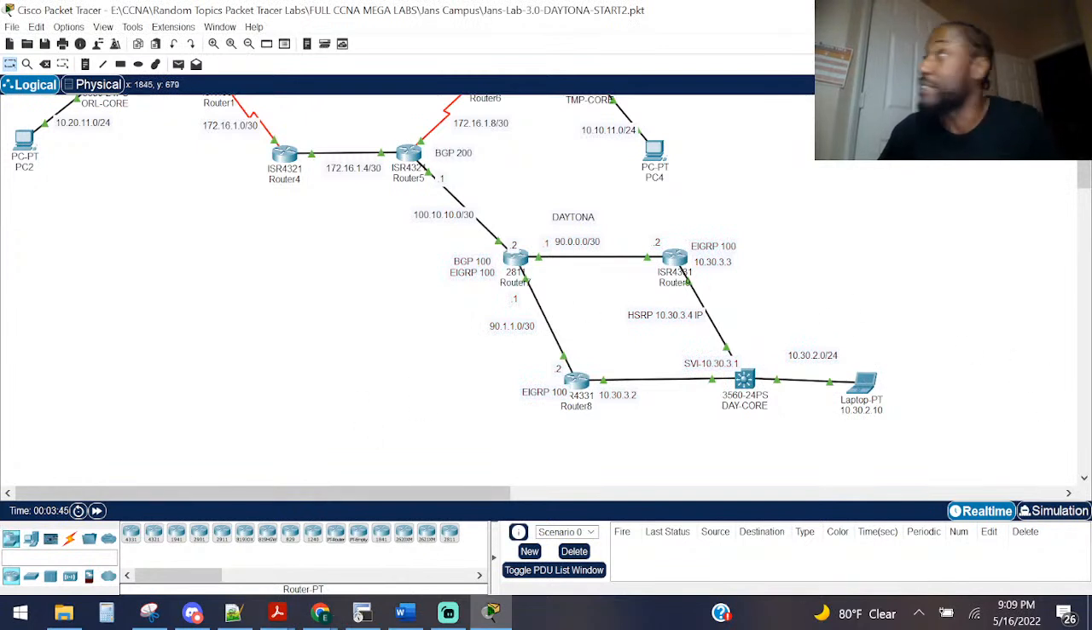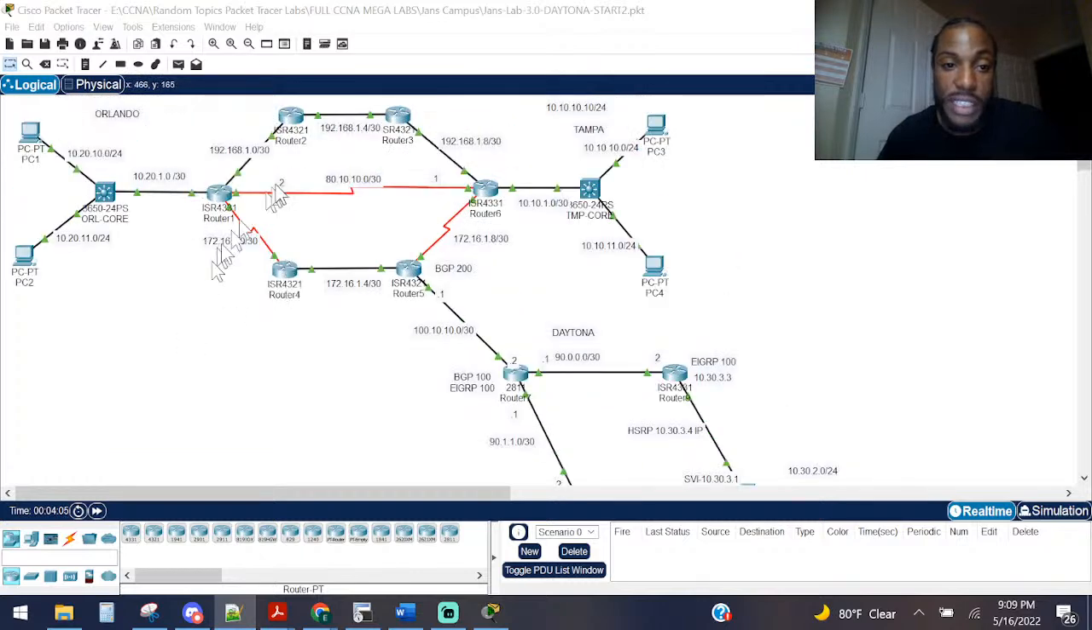Anyway, we'll go ahead and get started. Y'all remember in the last video we configured internal BGP between these two routers right here. Then we tried to do some mutual redistribution. Where did we do that at? This is what we did it at. We had all these static routes back here. I believe we redistributed them into BGP right here.